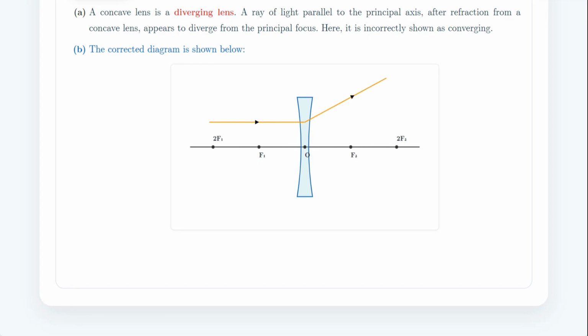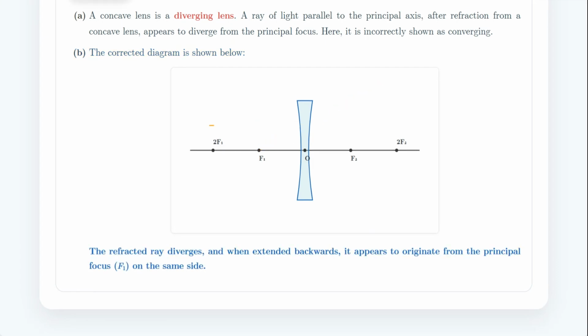Now, let's redraw the correct diagram. As you can see, the refracted ray diverges. When we extend it backwards, it appears to originate from the principal focus, F1.